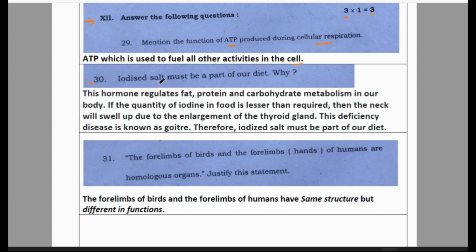30th question, iodide salt must be a part of our diet. Why? This hormone regulates fat, protein, and carbohydrate metabolism in our body. If the quantity of iodine in food is lesser than required, then the neck will swell up due to the enlargement of thyroid gland. This deficiency disease is known as goiter. Therefore, iodide salt must be a part of our diet.